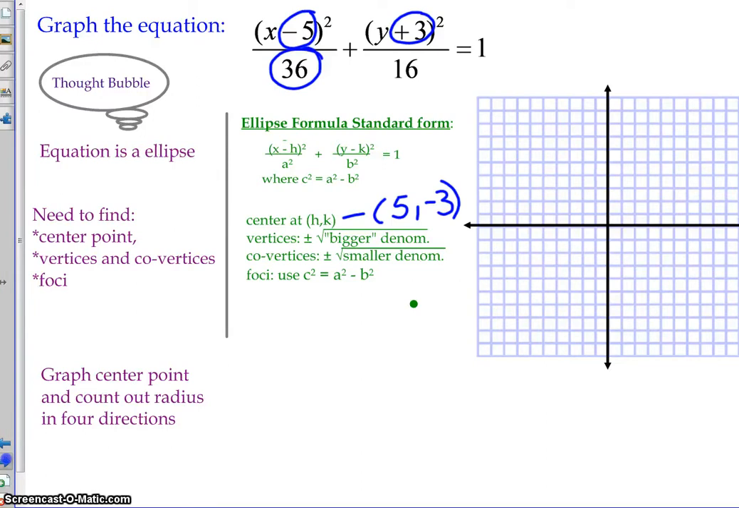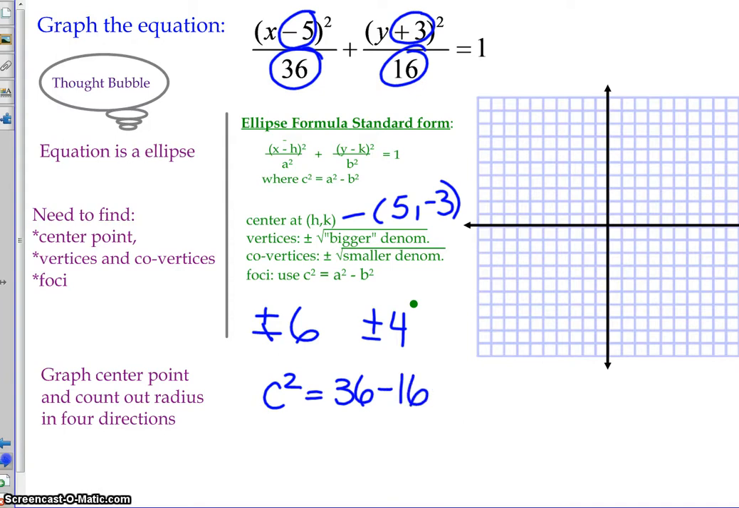Here, I would be thinking we're going to go plus or minus 6, which is the square root of 36. And from this one, I'm going plus or minus 4, which is the square root of 16. And I'll show you that in a minute. And then for the foci, C squared equals my A squared, my bigger, minus my smaller denominator.